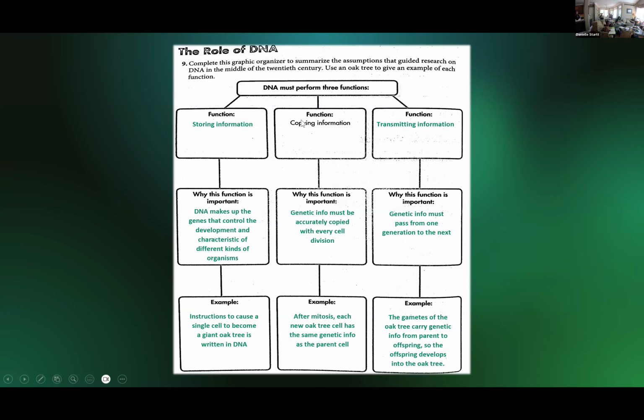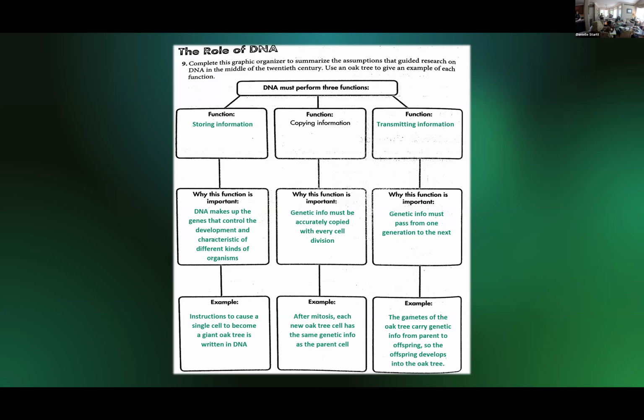But DNA performs three functions. It's got to store, it's got to copy, and it's got to transmit. And you could obviously have this store and transmit flip-flopped right or left on yours, it doesn't matter. Just be sure that you have that correct. So understanding storing, it's important because DNA makes up genes that control development characteristics.